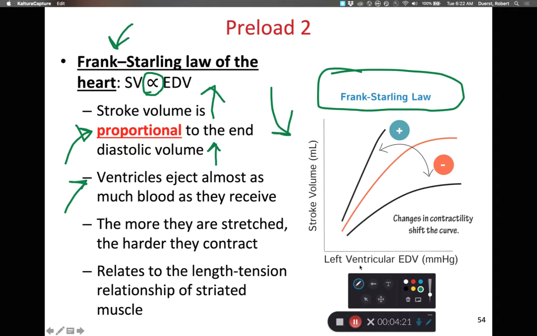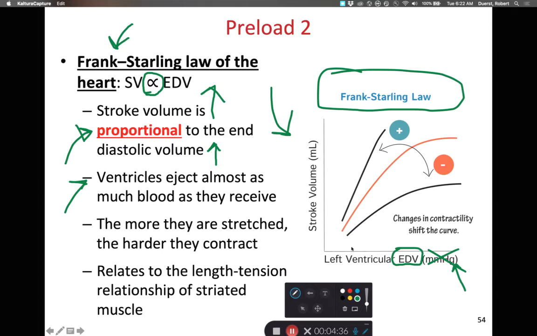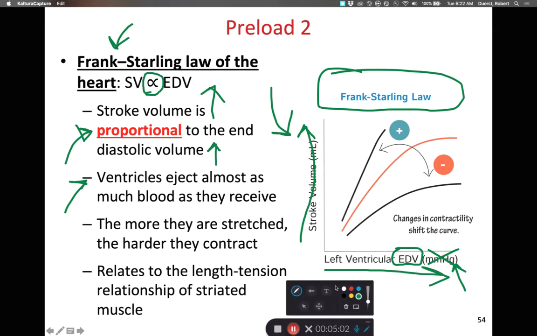So if left ventricular end diastolic volume, EDV, is going up, and that is a bad unit right there, shame on them. That's a unit of pressure, not a unit of volume. So as we're looking at an increase in left ventricular end diastolic volume, we have an increase in stroke volume because of that increase in the preload. So as we look at the shifts in contractility with our curve, we find that more blood equals more tension equals larger stroke volumes.